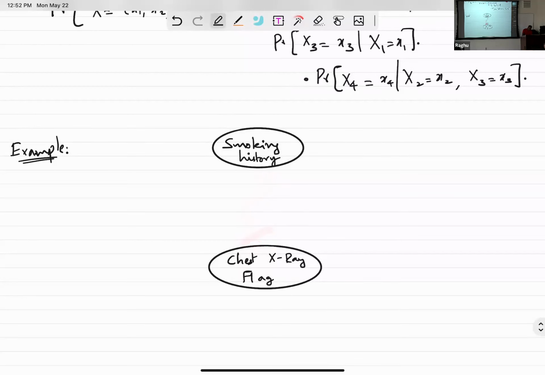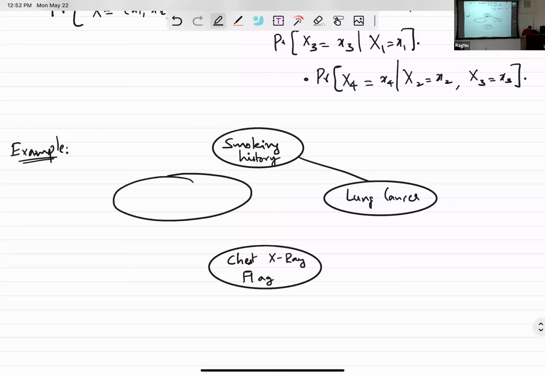In between, if you have smoking history, it increases your chance of getting lung cancer. At the same time, there are other diseases you could potentially have, right? Maybe you have bronchitis. Depending on whether you have bronchitis or lung cancer, they can affect the chance that your chest X-ray comes out positive. This could be one dependency graph.